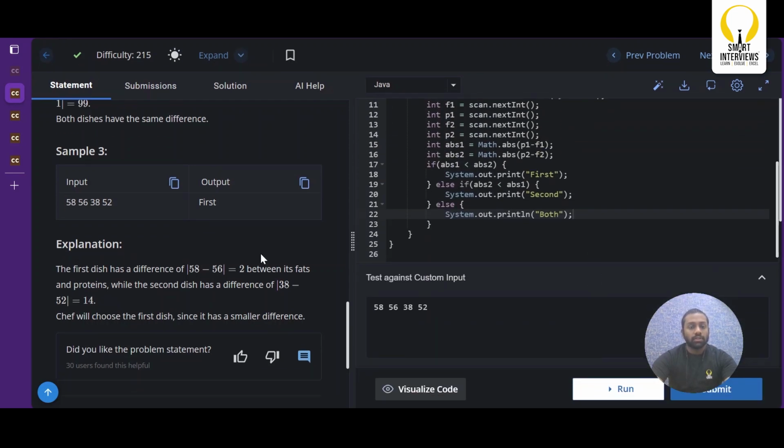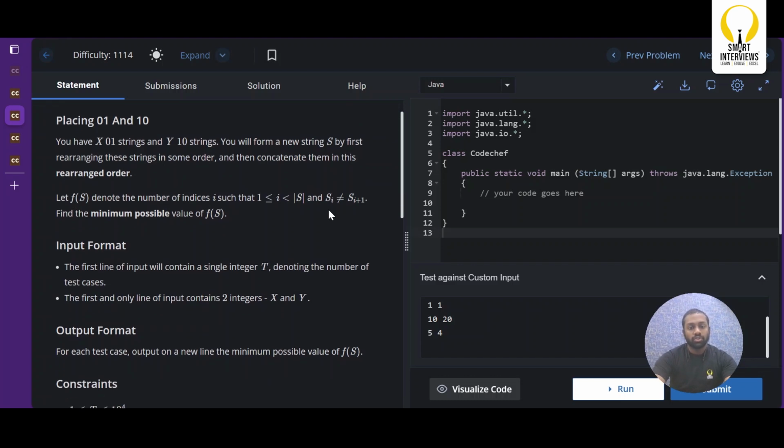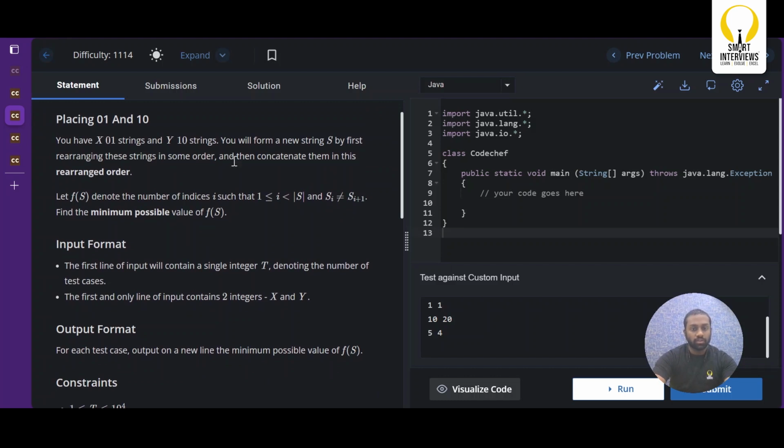Correct answer. Let's move on to the next question. The next question is placing 0 1 and 1 0. You have x 01 strings and y 10 strings. You will form a new string s by first rearranging these strings in some order and then concatenating them in this rearranged order.